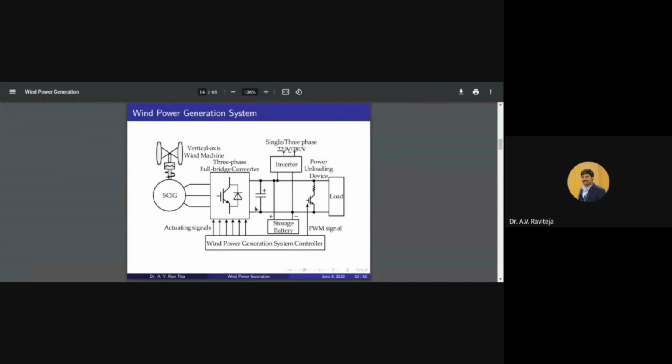Since it is an unreliable source, on the DC side we normally use a battery so that even if there is not sufficient power coming from the wind, the battery will supply. If I get excess power more than is required by the loads, then I can charge the battery. This will help in making the intermittent supply more reliable.